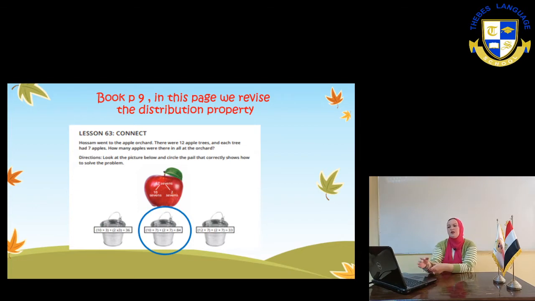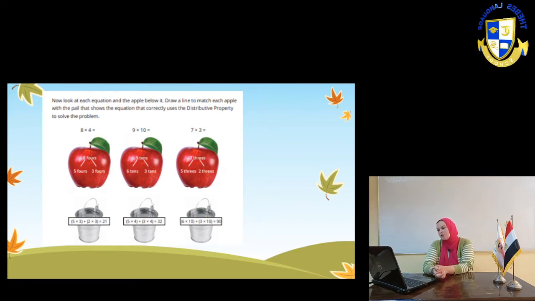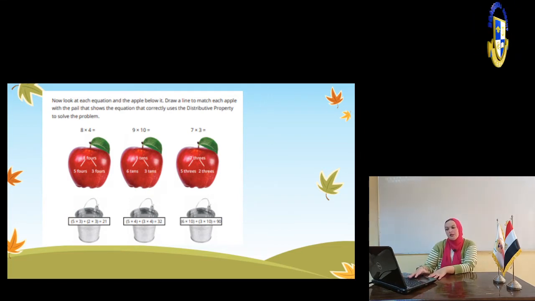Now in the next page, look at each equation and the apple below. Draw a line to match each apple with the pail that shows the equation that correctly uses the distributive property to solve the problem. The first one we have 8 times 4. 8 times 4 means 8 fourths. We are going to split 8 fourths into 5 fourths and 3 fourths.